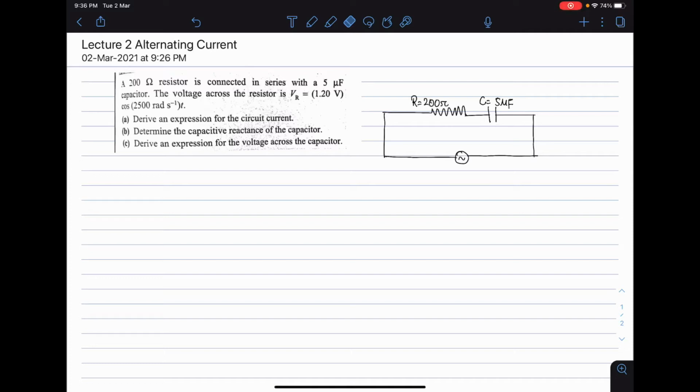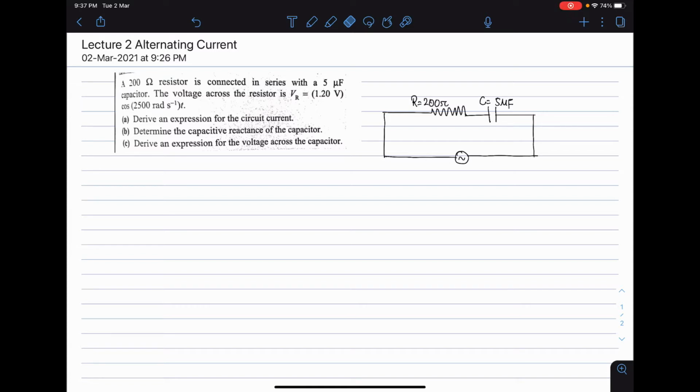In this problem, it is given that a 200 ohm resistor is connected in series with a 5 microfarad capacitor. The voltage across the resistor is VR, given as 1.20 volt cos 2500 radian per second t. What we have to do is derive an expression for the circuit current, meaning the current that is flowing in the circuit.